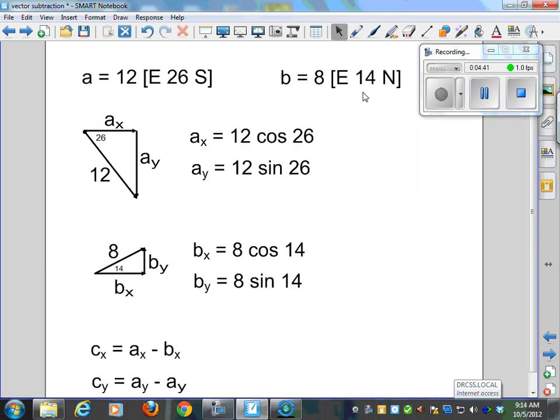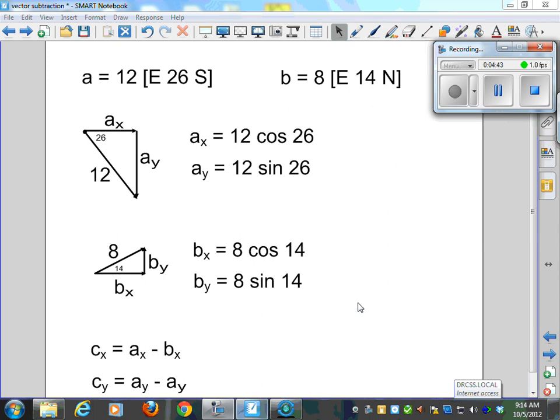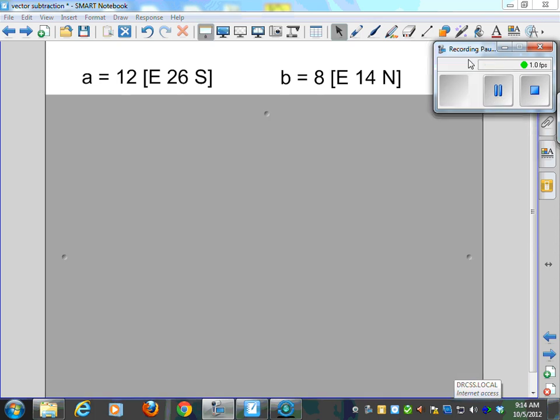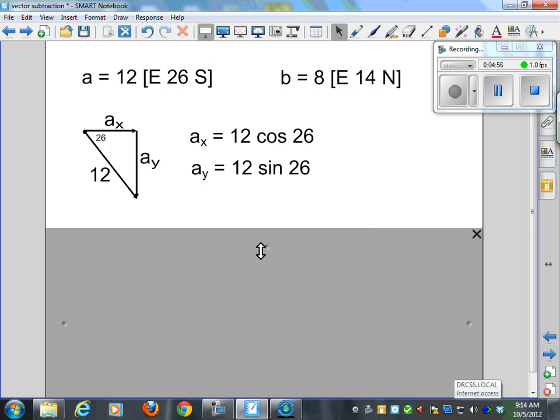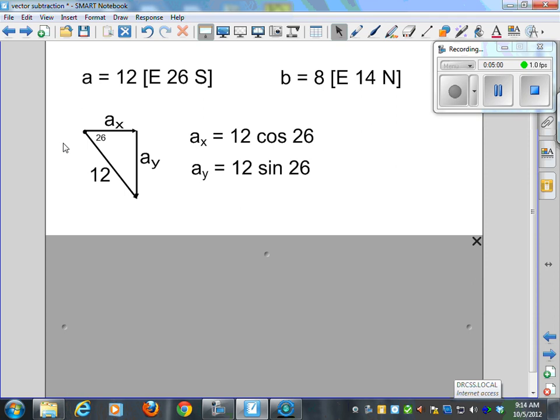Okay, so here's what I'm going to do. I'm just going to get my screen shade up. All right, so there's my vectors again. And if you wrote them down already, that's fine. I just needed them there so I could have them all on one page. I'm going to go A is 12, east 26 south. So that's east 26 south, right? That diagram.